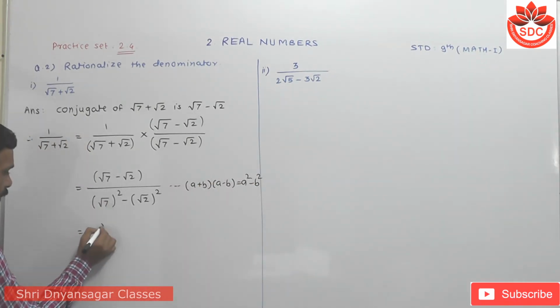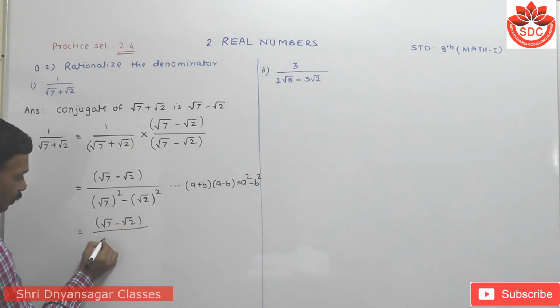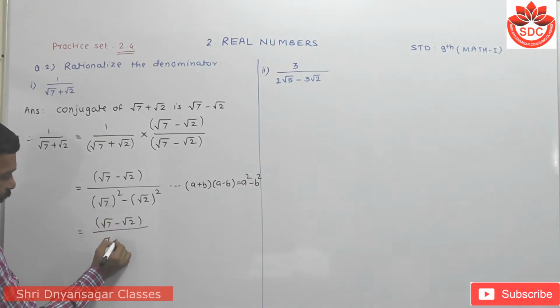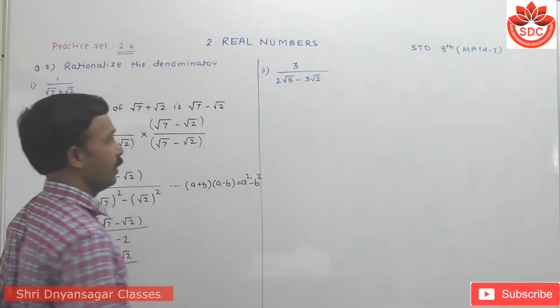Student, this square is root of 7 minus root of 2 upon root of 7 square is 7 and this root of 2 square is 2. Then when we subtract this, we get root of 7 minus root of 2 upon this value becomes how much? 5. This is our answer. So this is the value of 1 upon root of 7 plus root of 2. Can you understand? This is our answer. Then we take the next one.